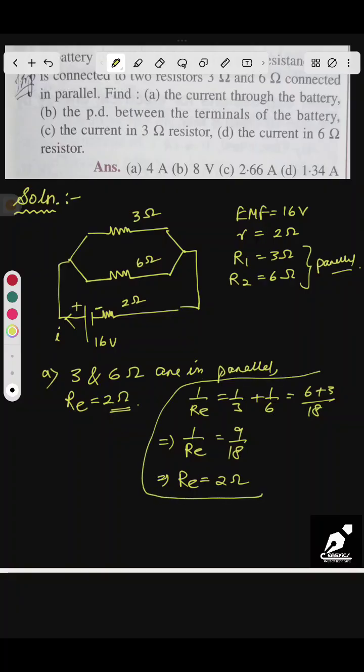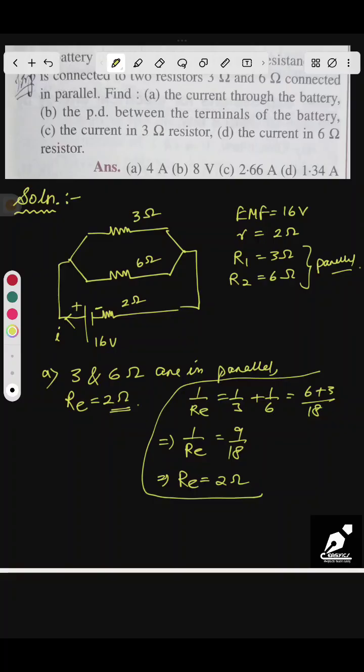But this combination of 3 and 6 ohm resistances in parallel is one of the favorite combinations of question setters in class 12, also in JEE and NEET level also. To remember, 3 and 6 in parallel, equivalent is always 2. By the time your friend will be solving all those things, you will be done with the numerical, writing 2 only.